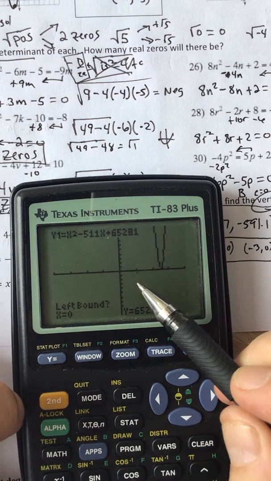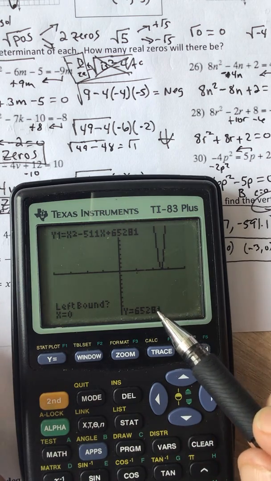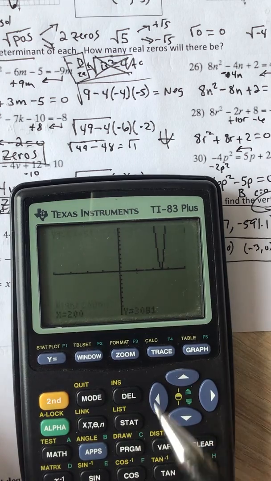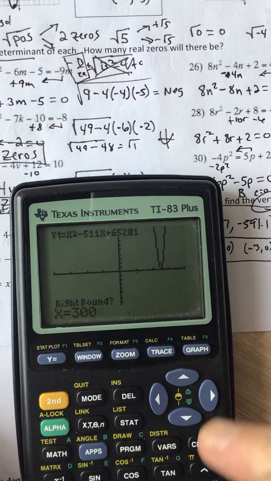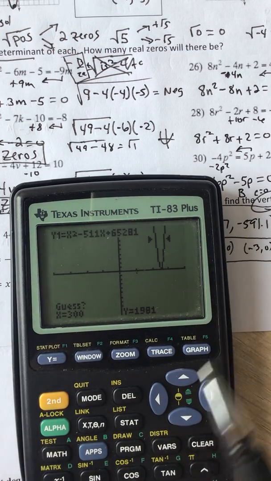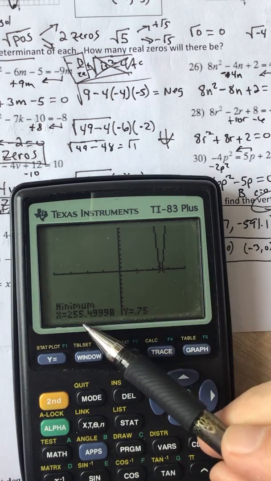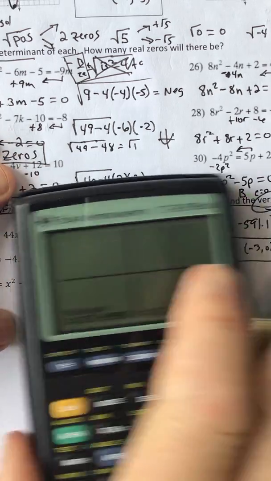So I have to go to the left. Okay, what did I count by again? 100. So that's 100, 200. So for the left I'll put in 200, and for the right, I'll put in 300. So it's going to search between 200 and 300 and find the minimum value. So there's the vertex. Notice it's above the x-axis, so it's 255.5 at 0.75.